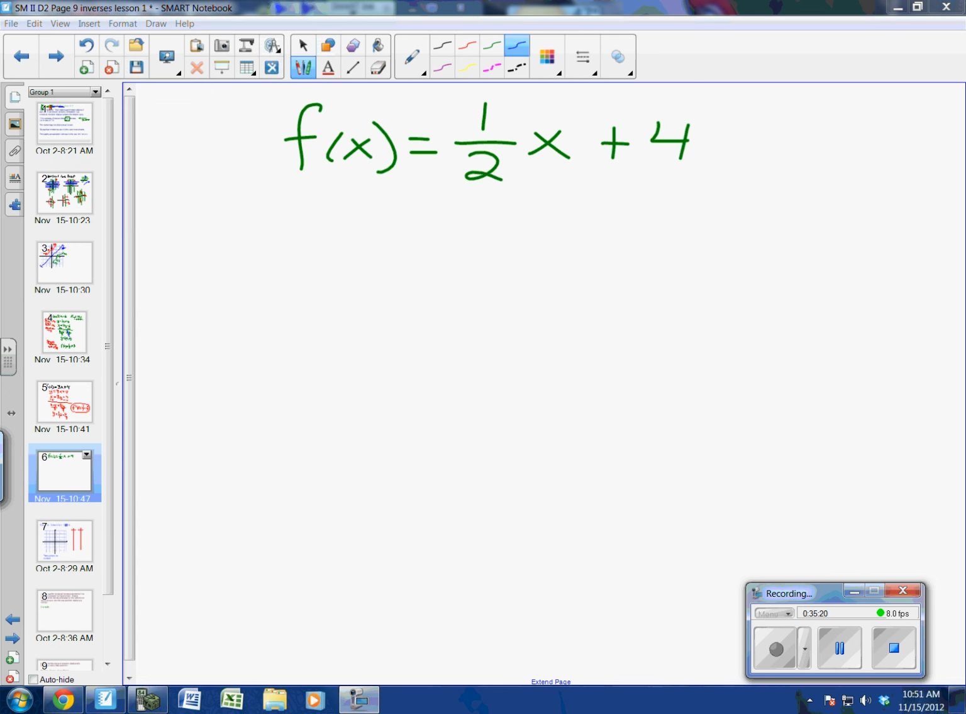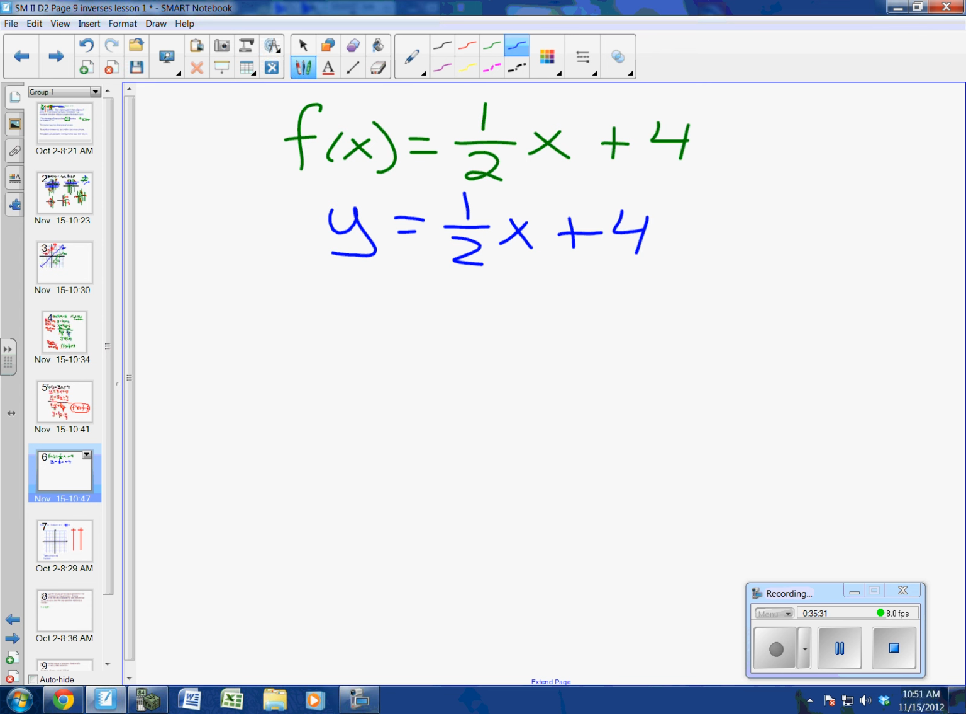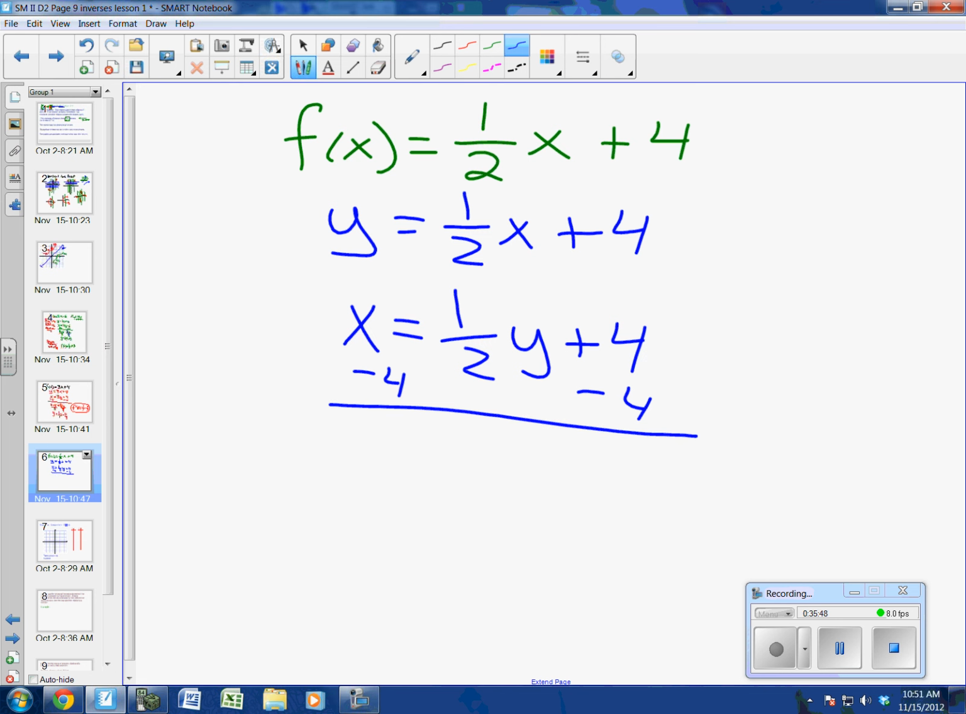Okay, here's this example right here. Let's see how you did it on the Sage and Scribe. Okay, first of all, I replace f with y. Then to find the inverse, what do I do? Switch x and y. Then I solve for y. I'm going to minus 4 from both sides. That's going to give me x minus 4 equals 1/2 y.